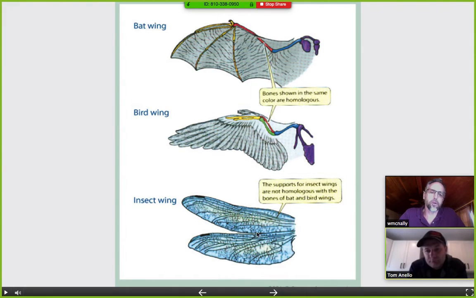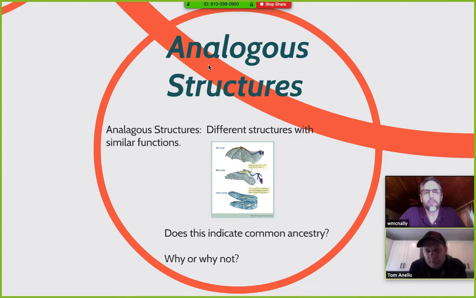It's made of something we call chitin. No bones, no skeleton. Even though all these organisms can fly, they all have the same function, they don't have the same structures. They're called analogous structures. Can you go back to that picture real quick?